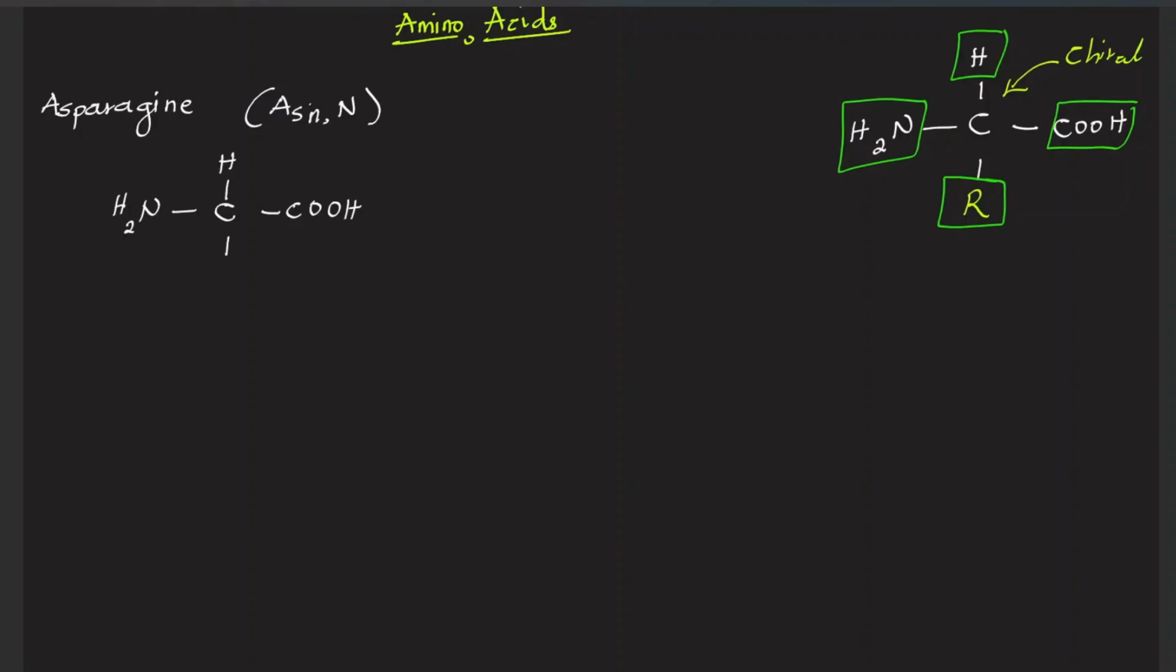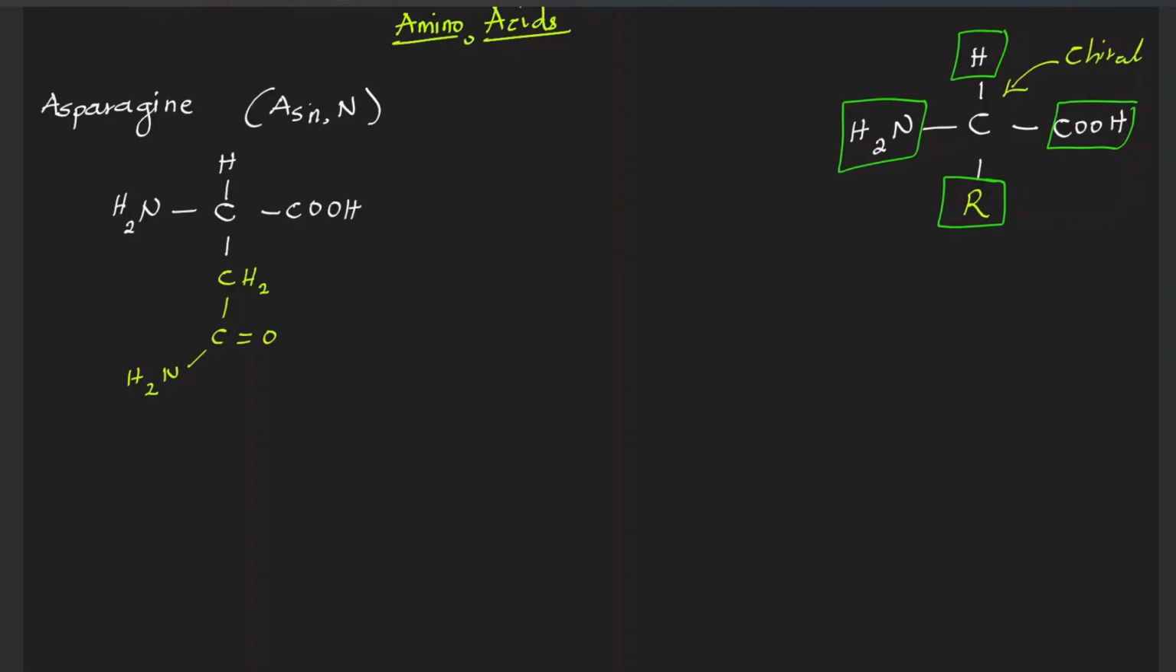Now for the R group of asparagine, asparagine is an amide-containing amino acid. So it has a carbon, and this carbon is attached to another carbon that has a double bond to an oxygen and a single bond to an NH2 group. So this is an amide group attached to this carbon, which has 2 hydrogens. So this is the structure of asparagine.